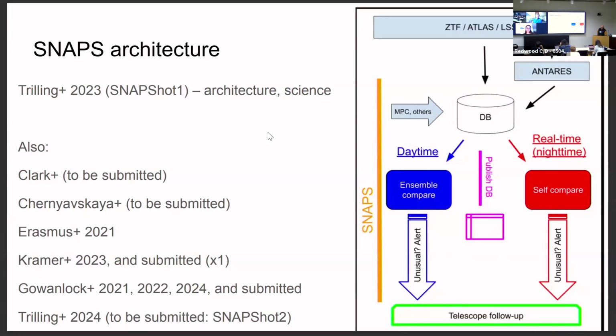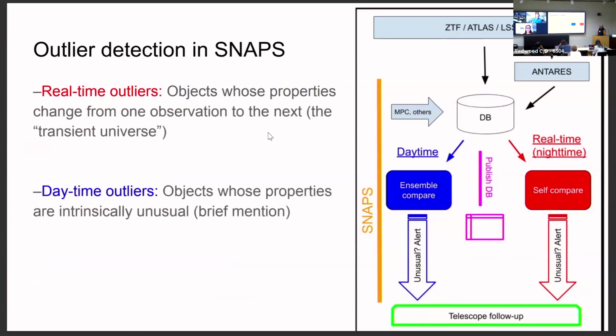The architecture is presented in this paper from last year. We have a whole lot of other papers here. Let me just talk about these two channels in our architecture here. In the red on this right side is what we call real-time outliers. So this is a solar system object whose properties have changed from one observation to the next. And I'll show you an example of that in just a moment. And those are the transient universe, so to speak. That's on this sort of red channel here.